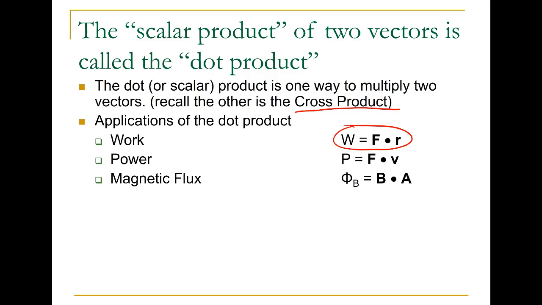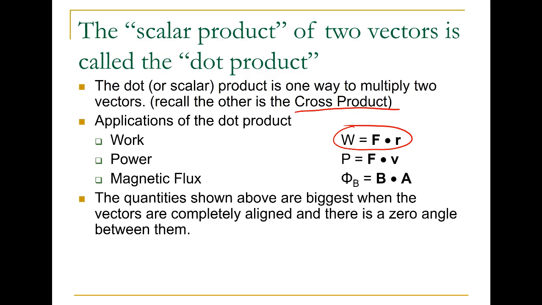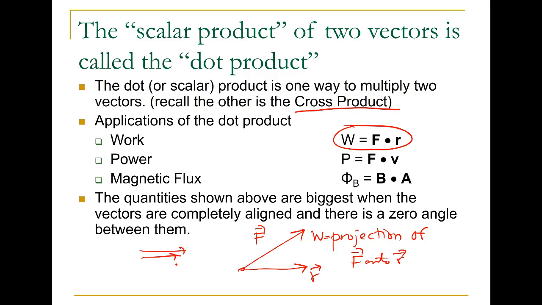And also, remember that these are biggest when the vectors are completely aligned and there's a zero angle. So in other words, we said previously, way back in the vector review videos, that the dot product is the projection of one vector onto another. So work is the projection of F onto R, or vice versa. And of course, you get the biggest value when they are parallel, so that the projection is basically the same.